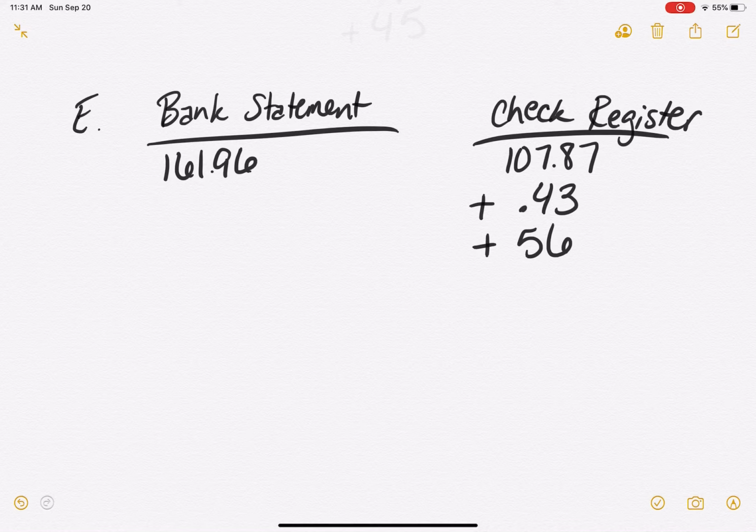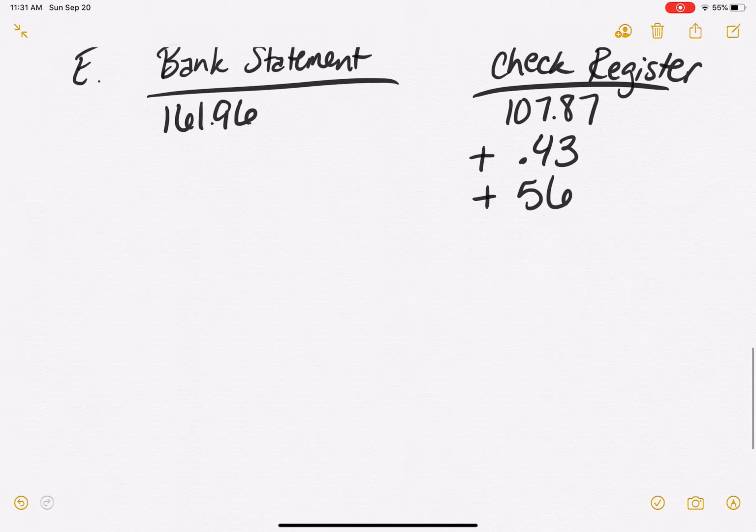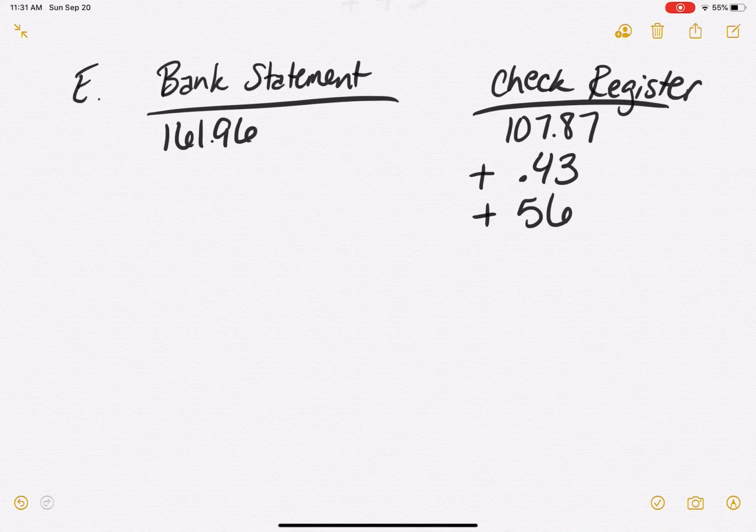It says you also find that check 307 for $35.29 had been recorded in the register as $32.95. So again, this is where the error kind of causes problems for us. So I'm just going to write it over here. It should have been $35.29, but it was recorded as $32.95. So we're going to start first by finding the difference.